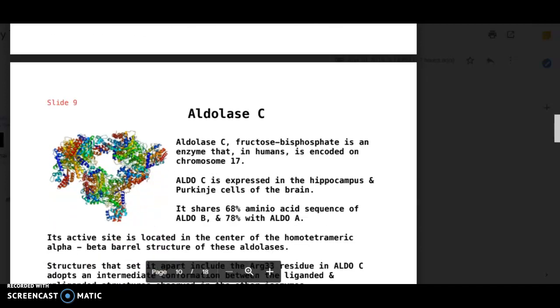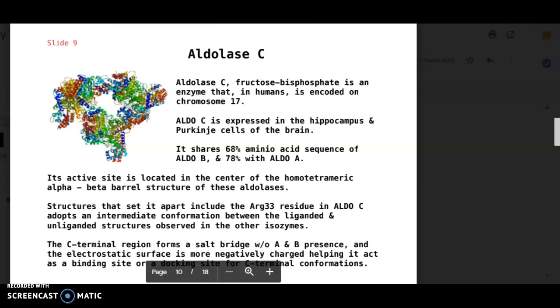Now we'll go to aldolase C. Aldolase C, the third type, also known as fructose bisphosphate aldolase C, is an enzyme that in humans is encoded by the ALDOC gene on chromosome 17. This gene encodes a member of the class 1 fructose bisphosphate aldolase gene family, expressed specifically in the hippocampus and the Purkinje cells of the brain.